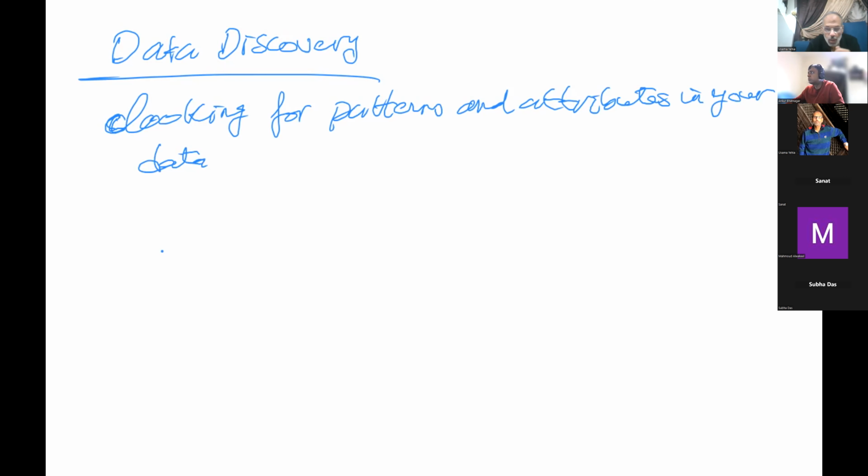Then data discovery is the art of searching for data. It can be patterns of the data or it can be attributes of the data. This is very important. Attributes of the data, in other words, we call it metadata. What is metadata? Metadata is data about the data.